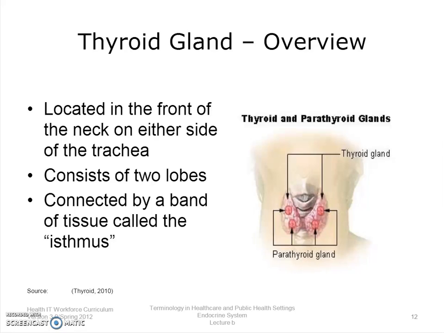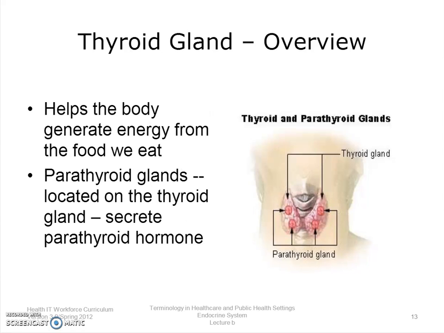The thyroid is a very vascular organ that is located in the neck on either side of the trachea. It consists of two lobes just below the larynx or voice box. The two lobes are connected by a narrow band of tissue called the isthmus. The thyroid gland helps set the metabolism, the rate at which the body processes energy from food.